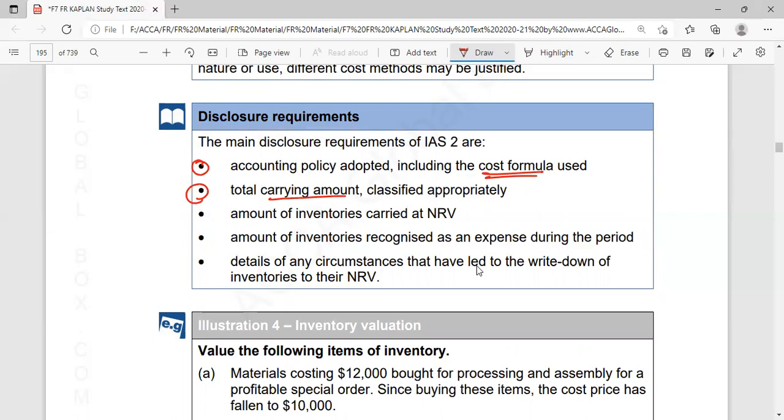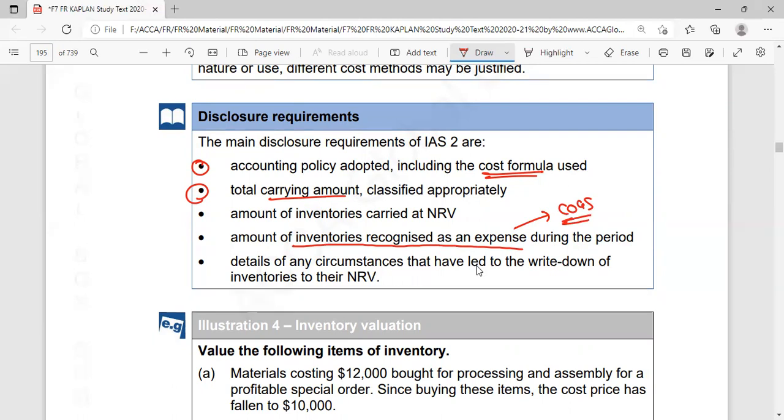Like damaged products are valued at NRV. Byproducts are valued at NRV. Then the amount of inventory recognized as an expense during the period. That is nothing but cost of goods sold.